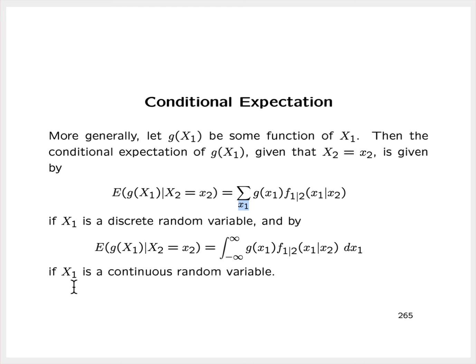If x1 is a continuous random variable, then we just replace this summation by integration, so that the conditional expectation of g of x1 given x2 is going to be the integral over the real line, with respect to x1, of g of x1 times the conditional PDF of x1 given x2.